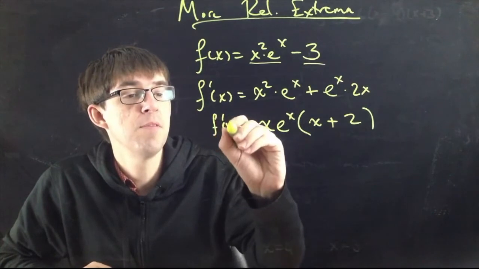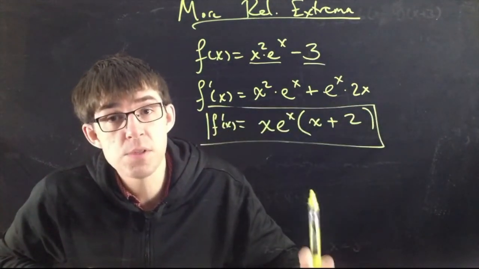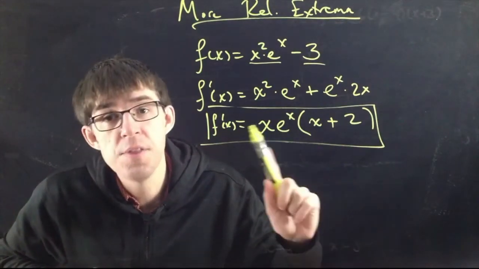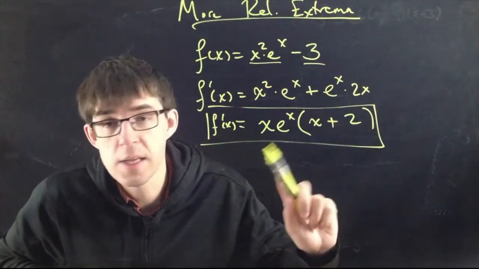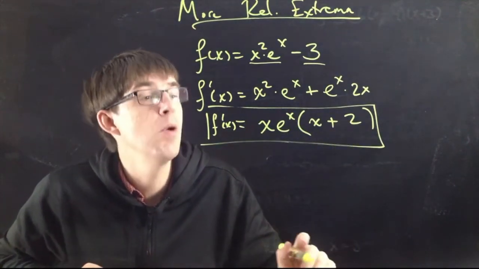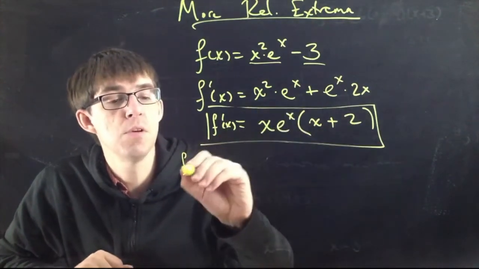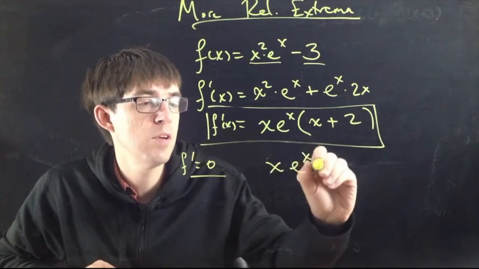So this is f prime of x. The critical numbers, recall, are when the derivative equals 0, or when the derivative does not exist. Now, in this example, the derivative always exists because there's no denominator or negative inside a square root or anything like that. So we don't have to worry about does not exist. We do have to worry about when this equals 0. So f prime equals 0. When? You set it equal to 0 and solve for x.